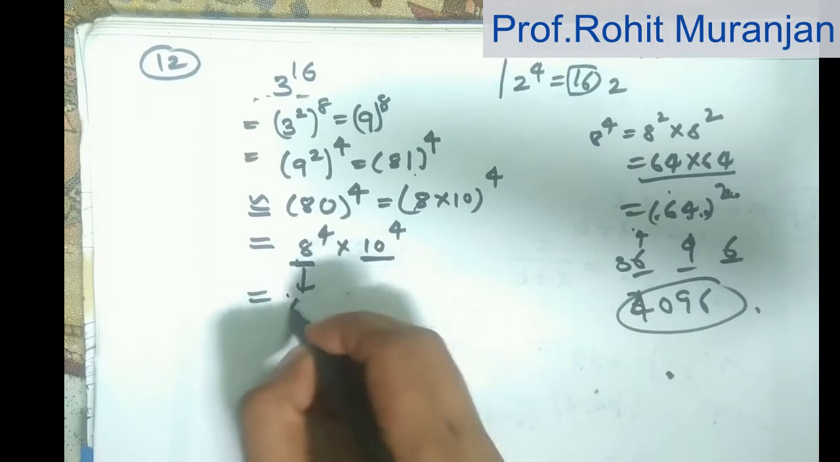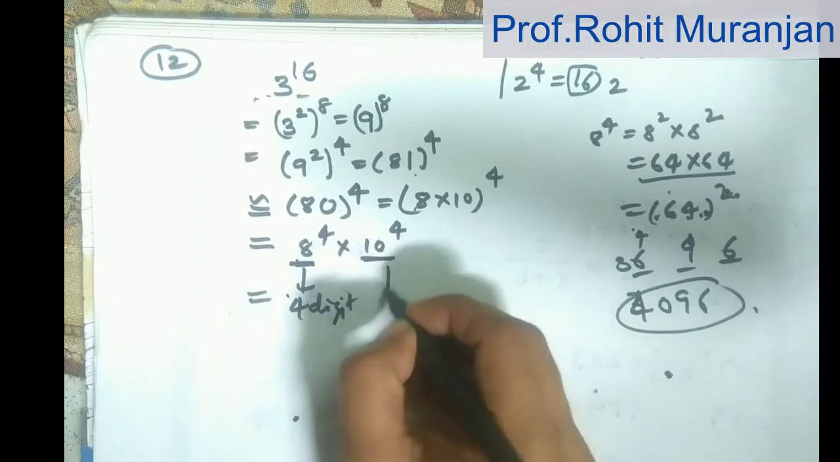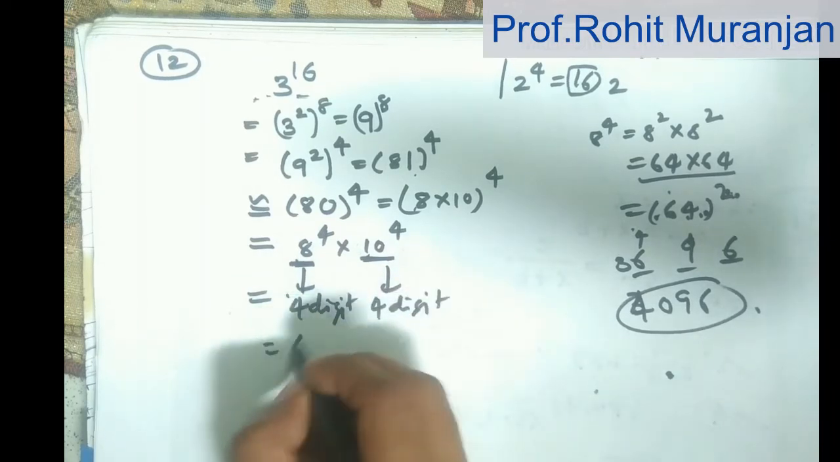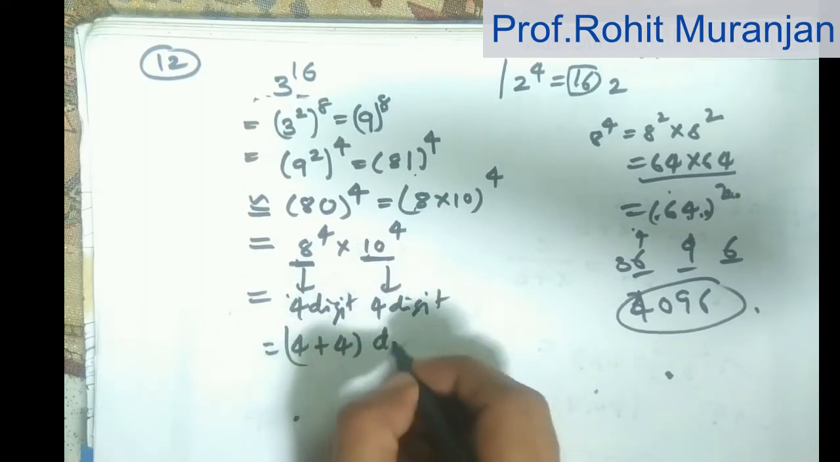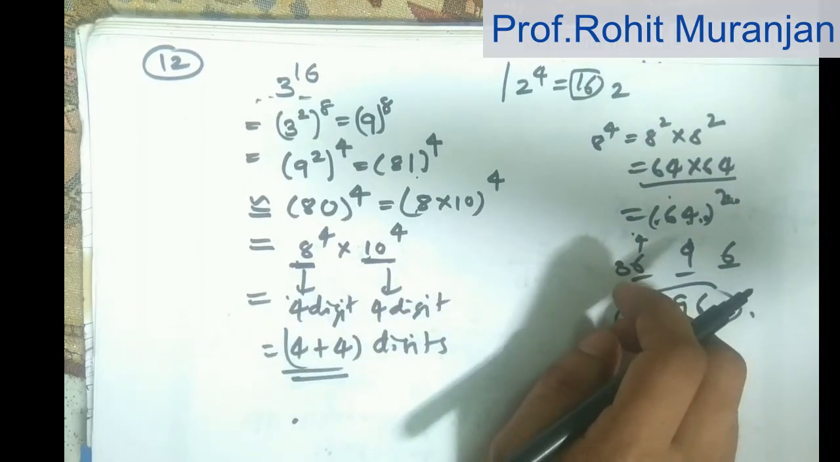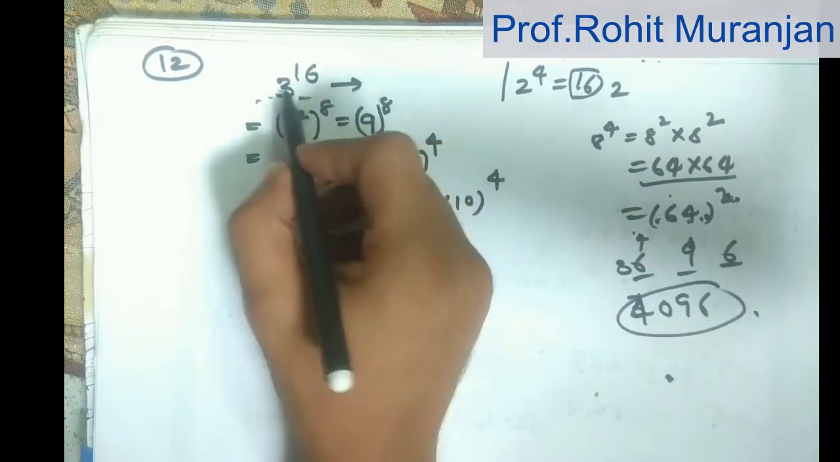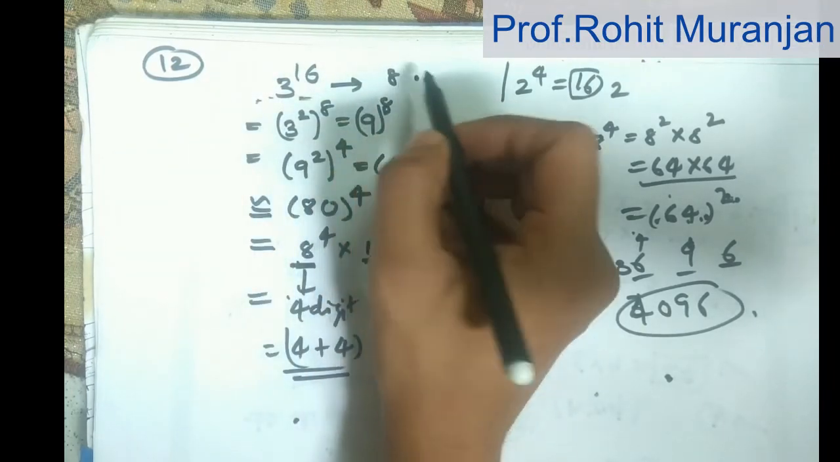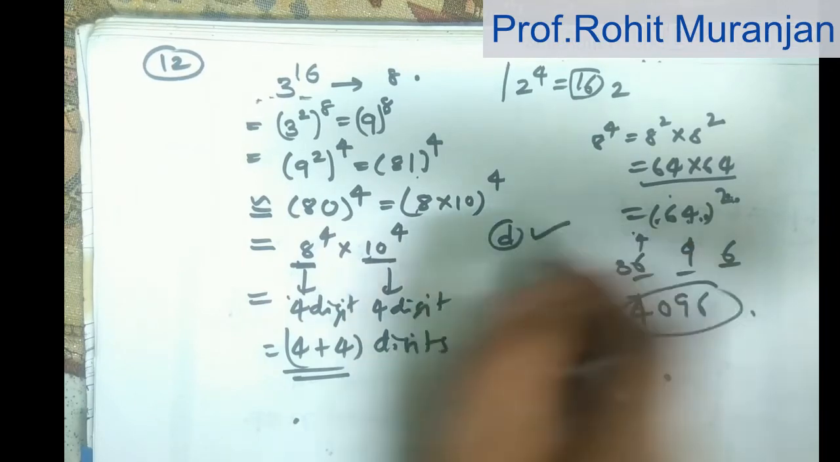So here 4 digits, and 10 raised to 4 means again 4 digits. So we will have 4 plus 4 digits, which means there are 8 digits if I express this in decimal form. So which answer will be correct? Answer D is going to be correct.